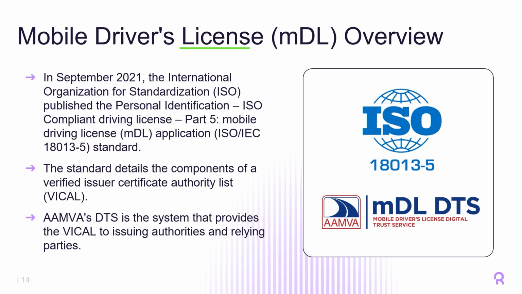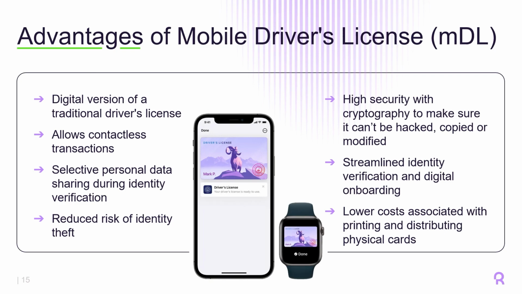A mobile driver's license is a digital version of a traditional driver's license. It can be stored on a smartphone or other mobile devices. MDLs offer several benefits over traditional physical driver's licenses. Just to name a few, it allows for contactless transactions, selective personal data sharing during the identity verification, reduced risk of identity theft, high security with cryptography to make sure it can't be hacked, streamlined identity verifications and digital onboarding, and lower cost associated with printing and distributing physical cards.